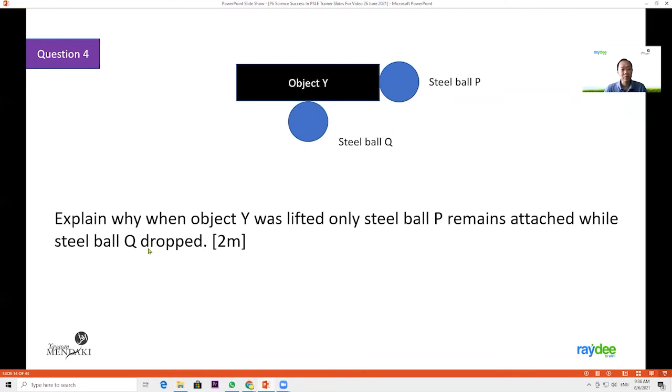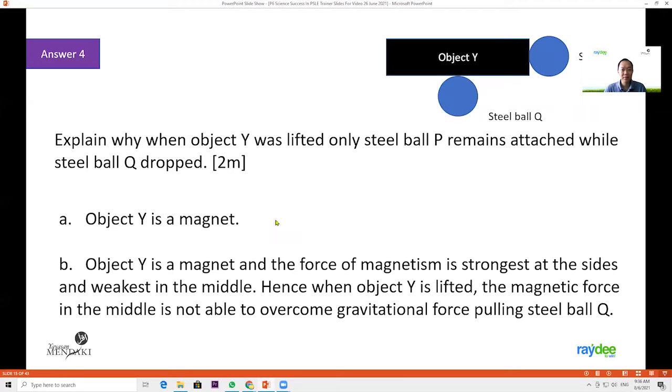So question number 4, right? Why when object Y was lifted, only steel ball P remains while steel ball Q dropped onto the ground. Okay, so now obviously this object Y is a magnet. So this steel ball P is attracted. Okay, we know that. But shouldn't steel ball Q also be attracted? No. Right, so the answer is this, yeah? Now, object Y is a magnet, okay? So they have to identify this. And the force of magnetism is strongest at the side. Okay, that means this and weakest in the middle.